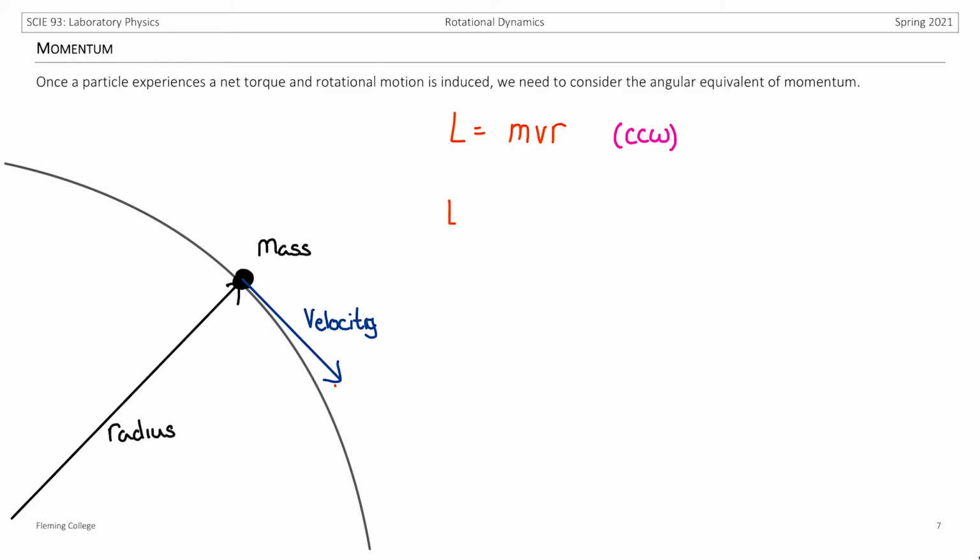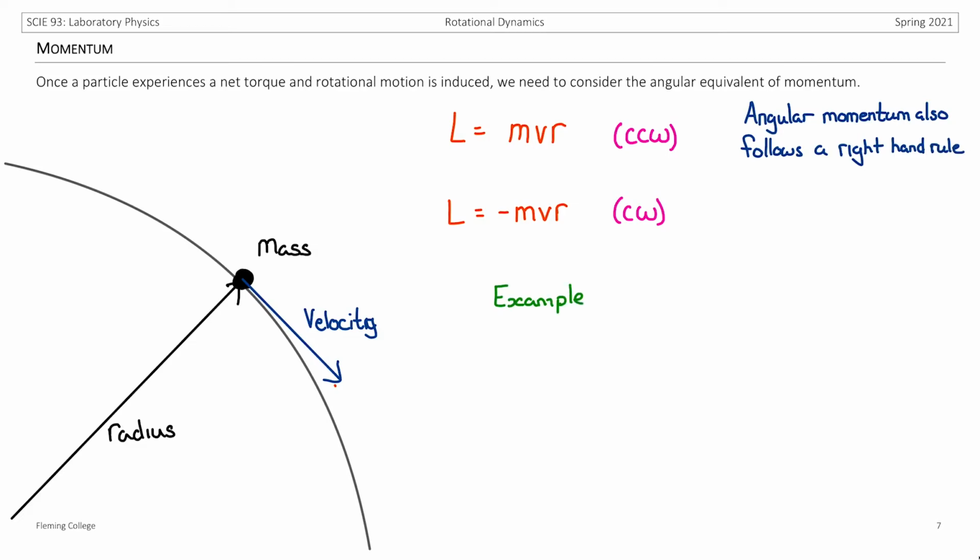In the case drawn, we would calculate the angular momentum as negative of the mass multiplied by the velocity multiplied by the radius of the path of motion, as it is clockwise motion. Angular momentum also follows our right-hand rule convention of torque. Let's look at an example for a mass of 0.15 kilograms on a radius of 0.50 meters with a velocity of 1.1 meters per second.